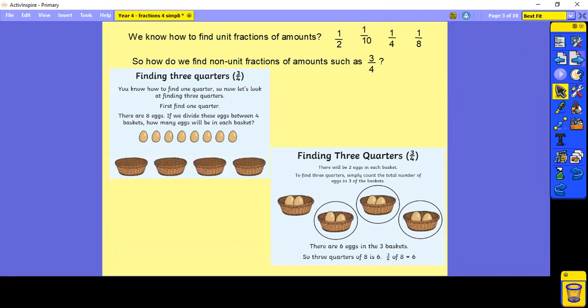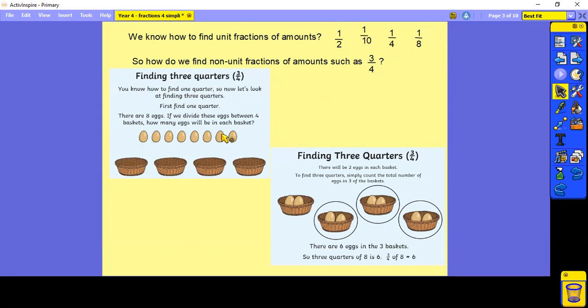So what we did yesterday was learn how to find unit fractions of amounts like a half, a tenth, a quarter and an eighth. So how do we find non-unit fractions of amounts such as 3/4? So you know how to find 1/4. So now let's look at finding 3/4.